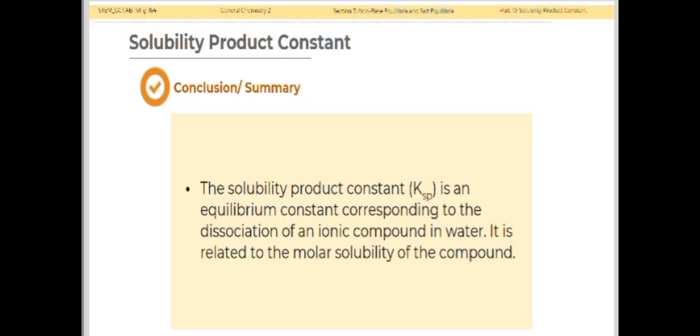So, conclusion. To summarize, the solubility product constant Ksp is an equilibrium constant corresponding to the dissociation of an ionic compound in water. It is related to the molar solubility of the compound. And that would be all for our topic part 10, solubility product constant. So now, let us proceed to the quiz.